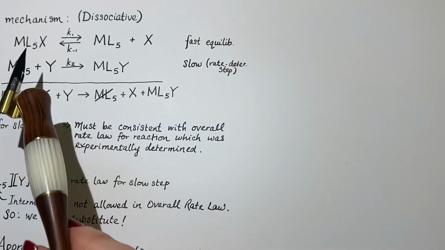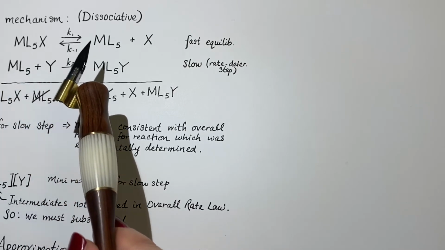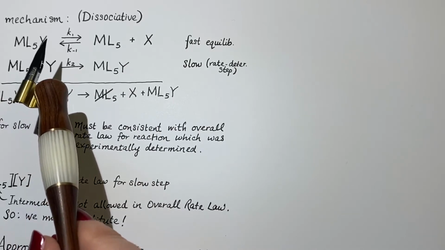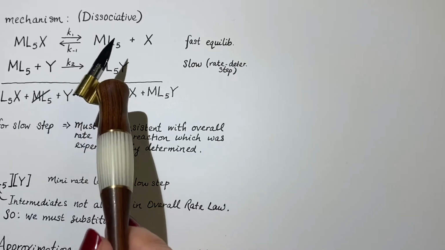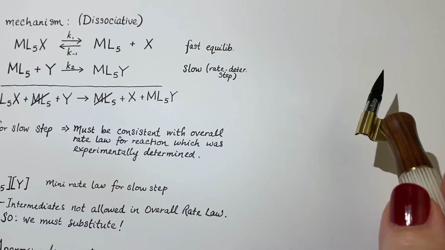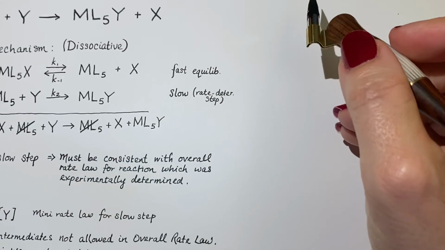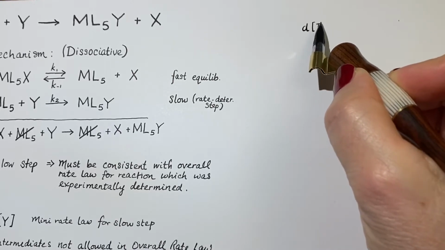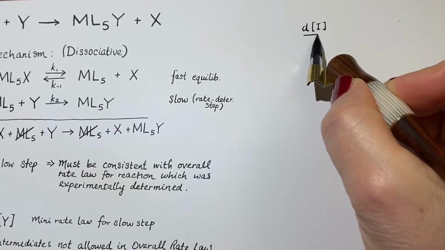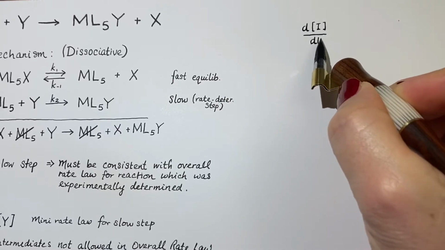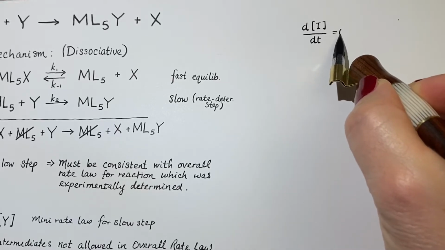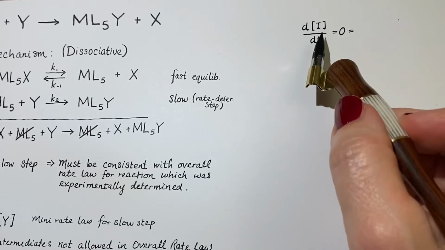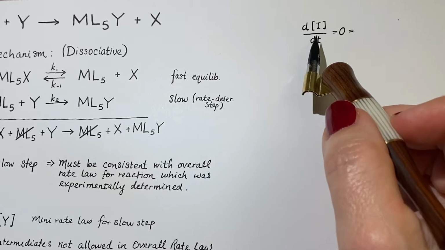So, here in our mechanism, here are all the ways that the intermediate is formed. The intermediate is formed by the starting compound breaking apart in this direction, and forming it. So what we can do in the steady state approximation is we can say, all right, according to steady state approximation, the change in concentration of the intermediate over time is equal to 0. So we're going to look at all the ways that the intermediate is formed and all the ways that it is consumed.